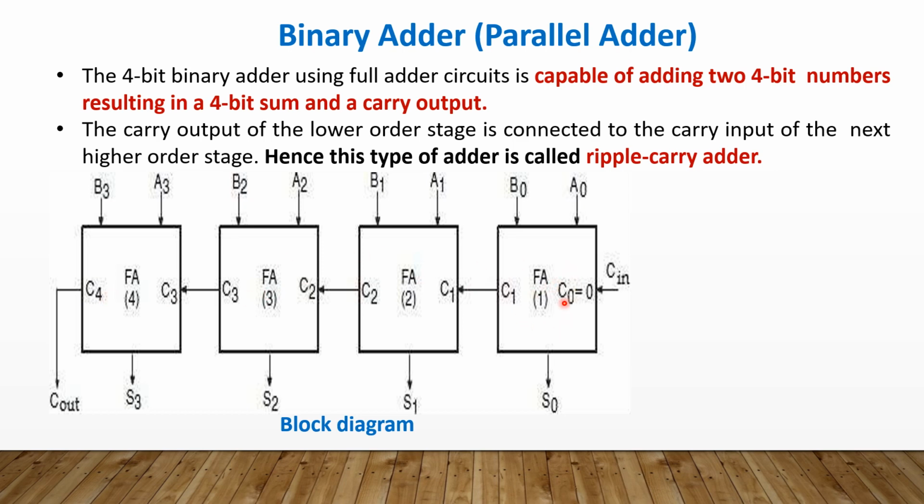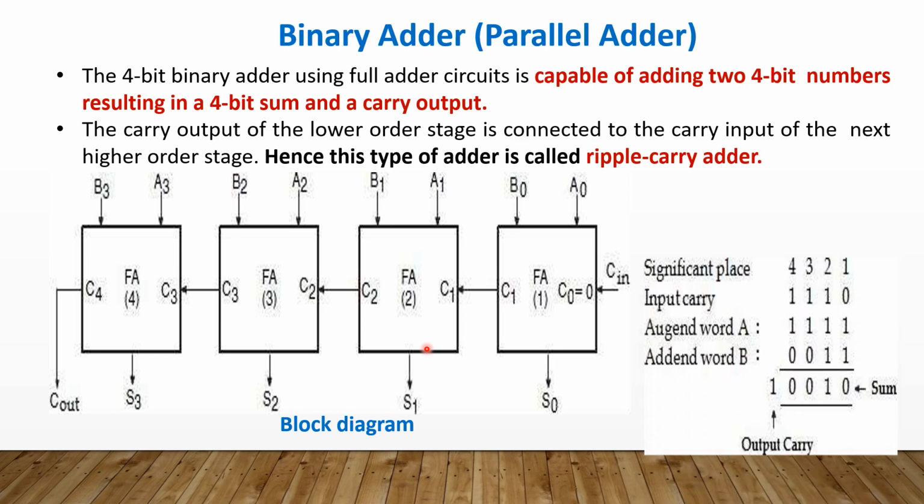If you look into this block diagram, for full adder 1 there will be a carry in. What is the purpose of this carry in? The carry output of the lower order stage is connected to the carry input of the next stage, that is the next higher order stage. So it is also called a ripple carry adder. If you give the two 4-bit numbers to the 4 full adders, they will give you the sum as well as carry. So let us consider an example.